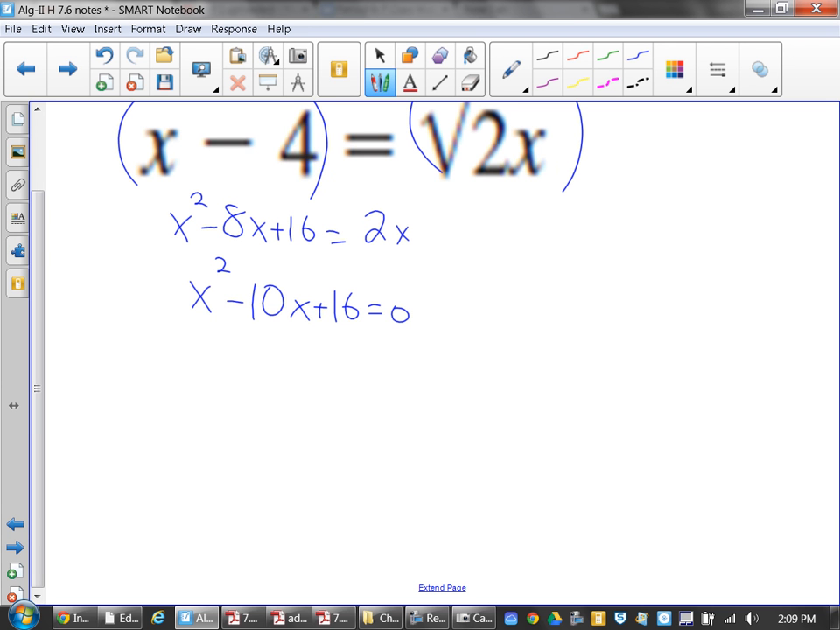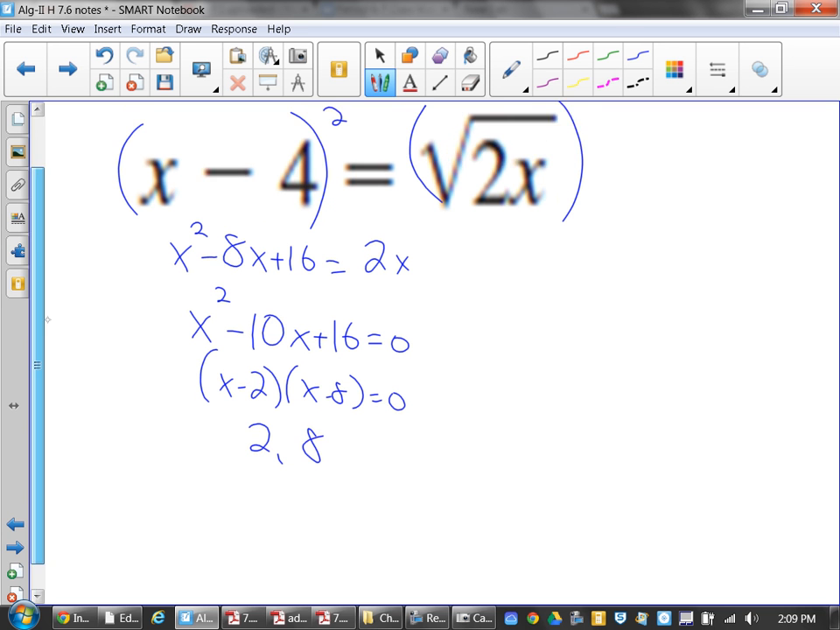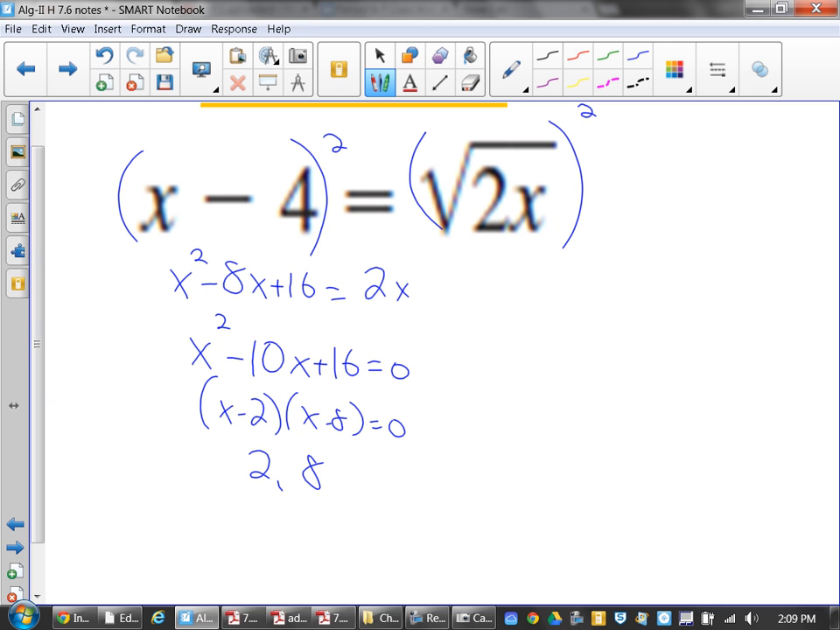Subtract 2x. What times what is positive 16, and you add the other to get a negative 10? So 2 and 8 are our values, so we have to check.